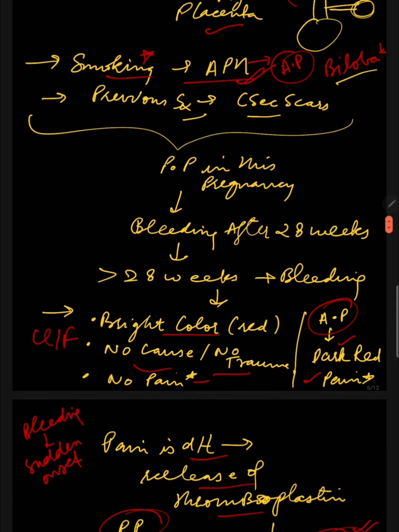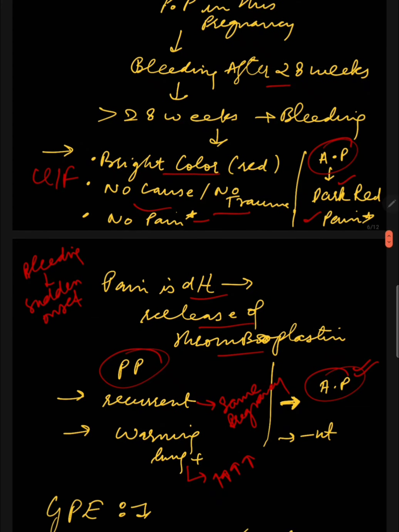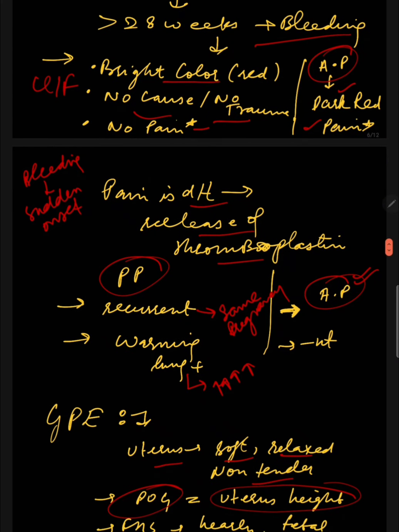So if the above risk factors are present, there are more chances that this pregnancy can have placenta previa, which is the cause of the bleeding with which the patient has presented to us. She has presented to us after 28 weeks of gestation with bleeding. So how will you say that this is a case of placenta previa? Just sitting in your OPD or in emergency, how will you diagnose it?